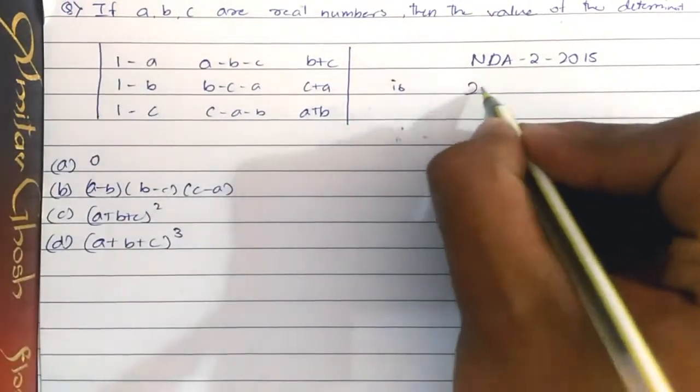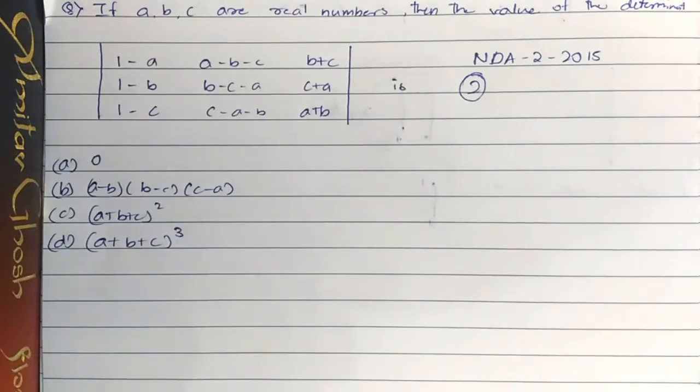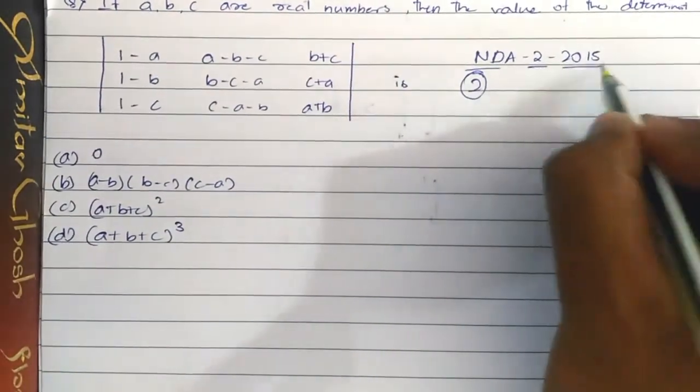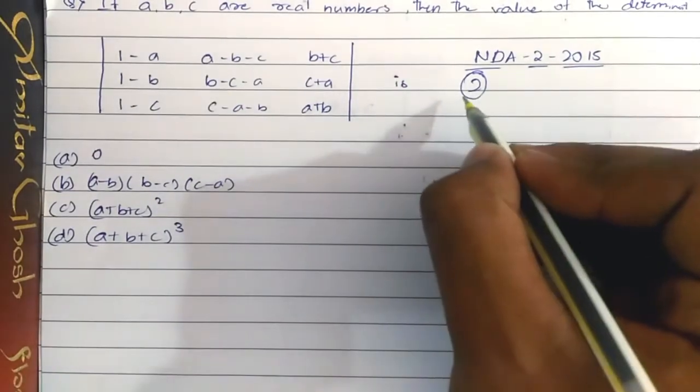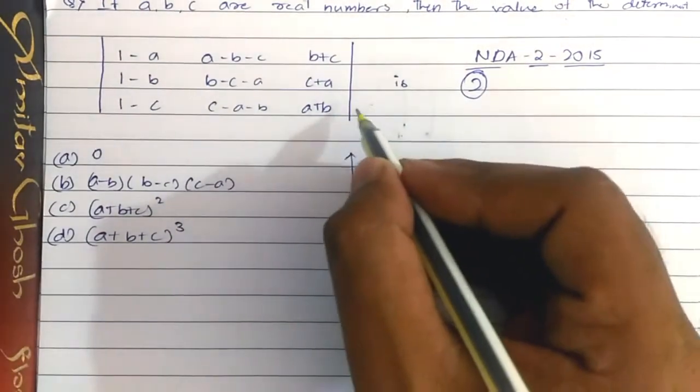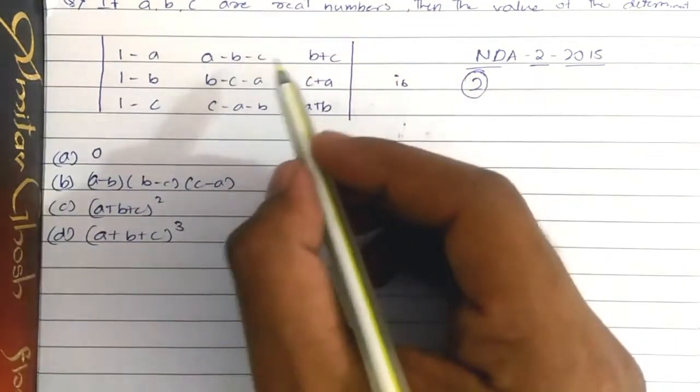So this is video number 2 of the NDA maths tips and tricks. This question is from the second paper of the NDA exam, which was conducted in 2015. This is also of the same kind as the first one, where we'll be using the options to go back and get the answer for the question.